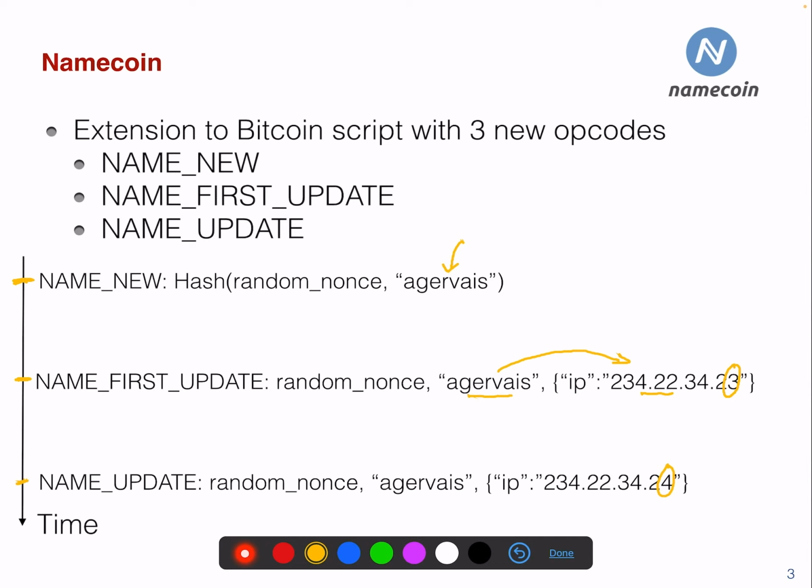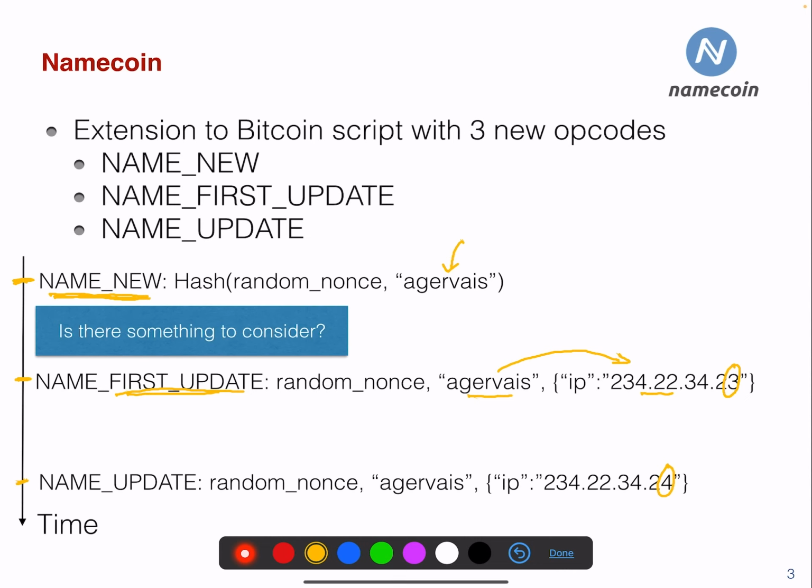Right? So now, what do you think? Think for yourself. Why should we use name new? Why should we use this particular opcode? And why can't we just issue an update right away? So pause the video for a few seconds and think to yourself: why should we do this here? What is the rationale behind doing so? Okay, so I hope you had some thoughts on this.